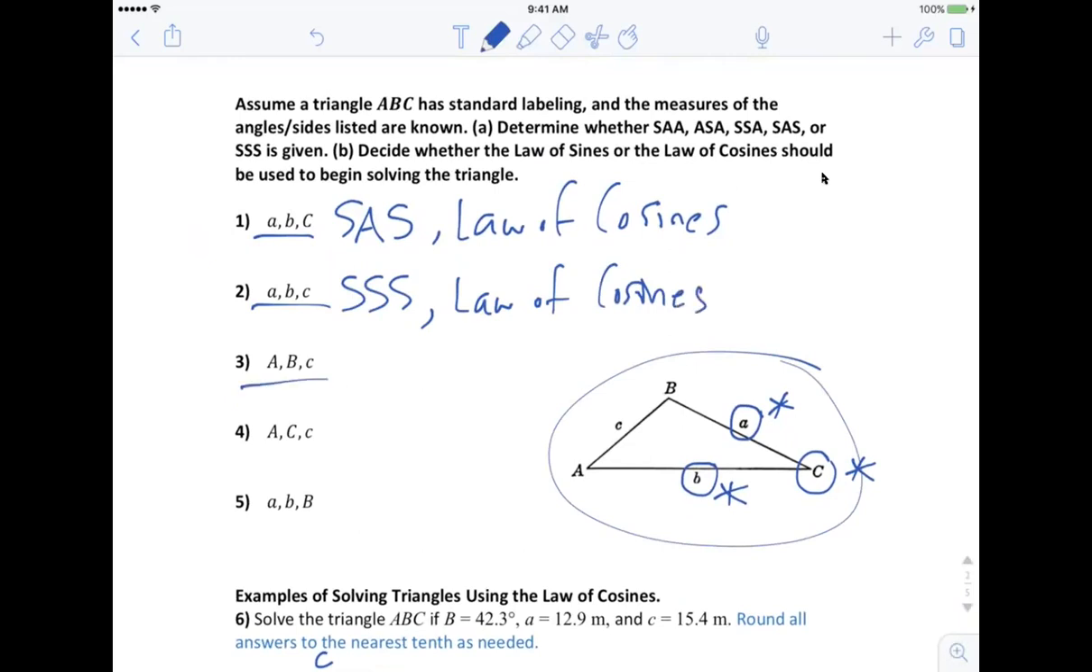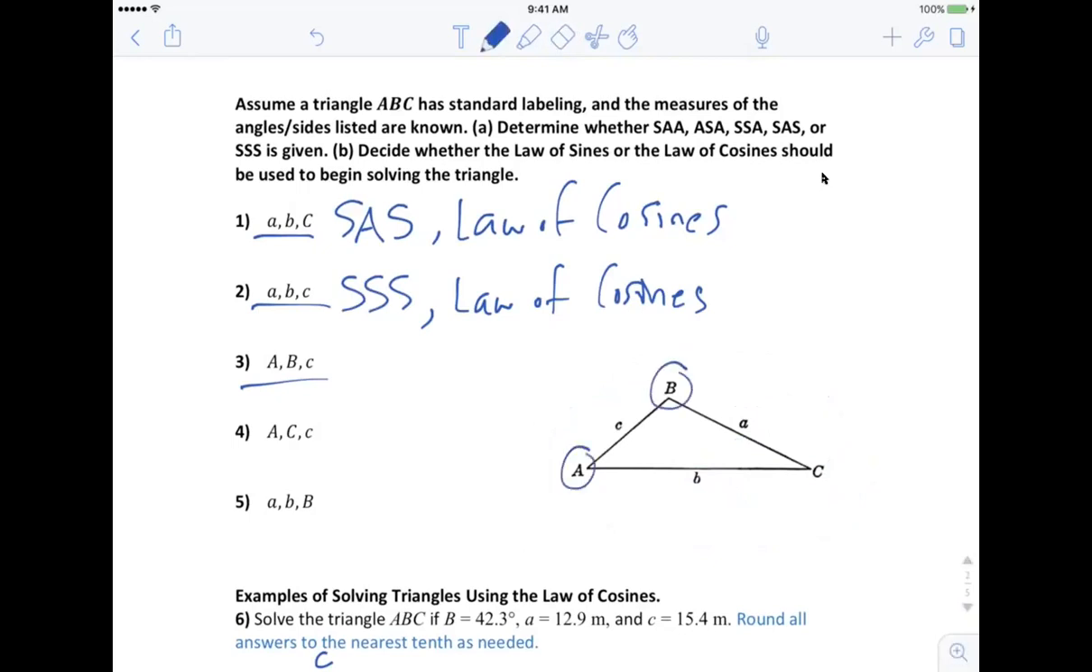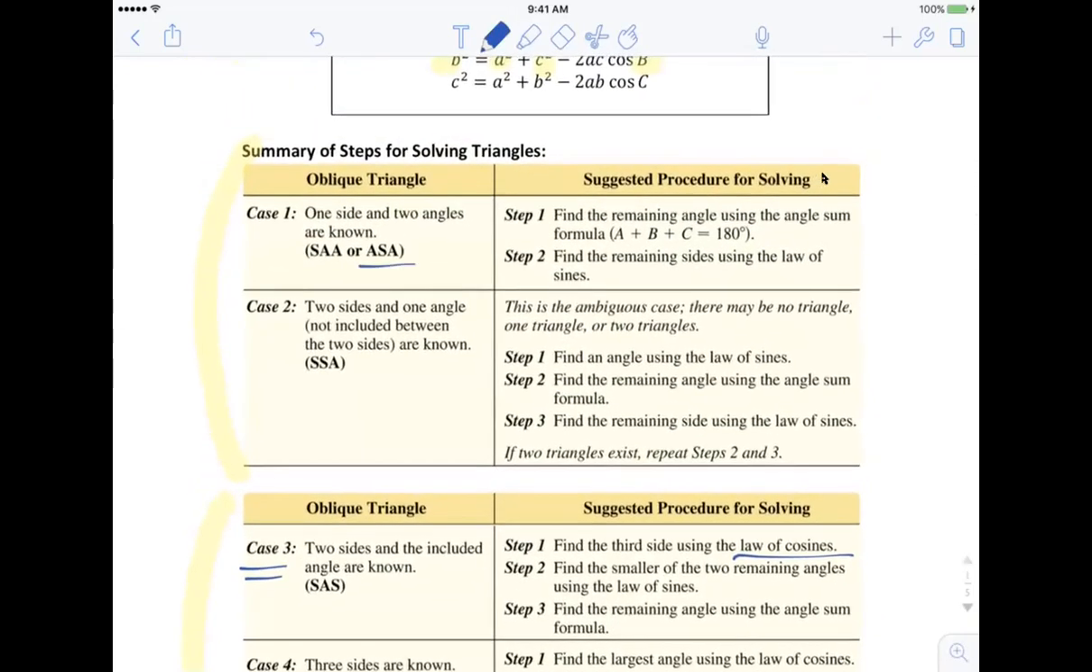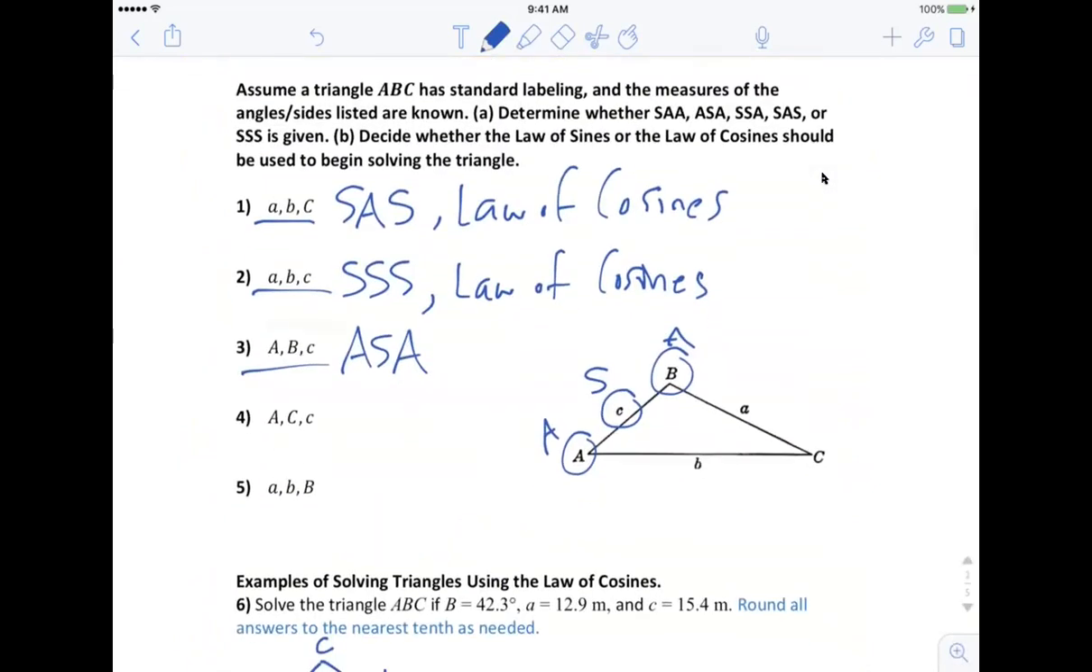What about this one? You have 2 angles, A and B, and then you have c, which is the side between those 2 angles. Notice that is angle, side, angle, ASA. And angle, side, angle is that first case. That's law of sines to start it off. So case 1 is always law of sines.